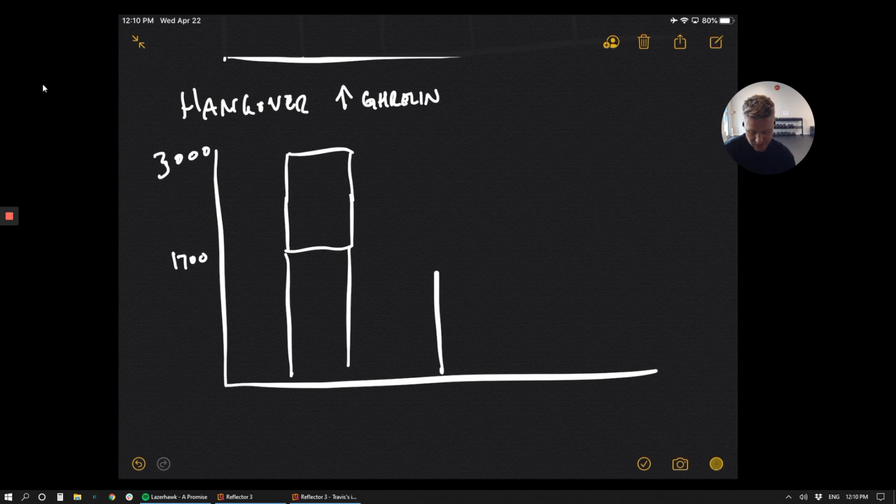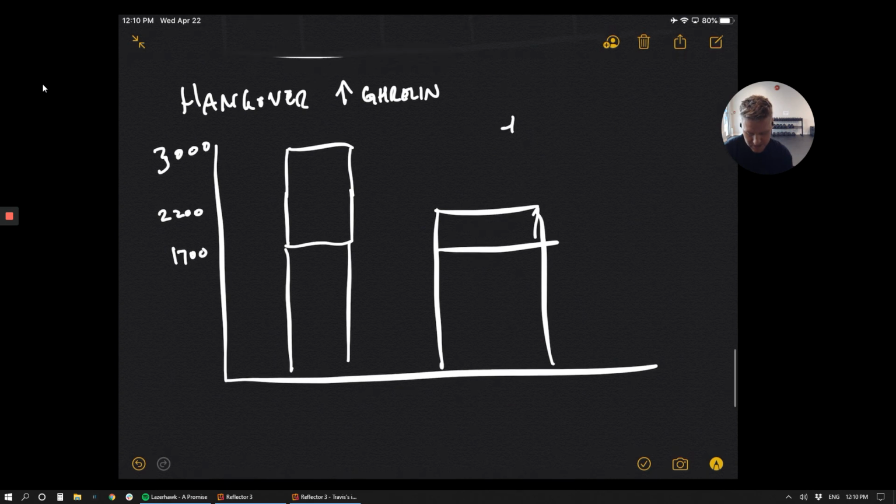And then the other problem is that on drinking days, people don't move much. So the steps are low and they don't work out. So this might be 2,200, 2,400, let's say 2,200. So this is going to be plus 800 on that day. But this could be bigger.